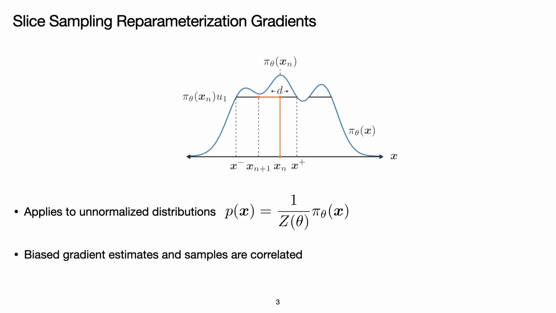Here we present slice sampling reparameterization gradients. Slice sampling is a Markov chain Monte Carlo algorithm for generating samples from a probability distribution, and importantly, the density of the distribution may be known only up to a normalizing constant. And therefore slice sampling reparameterization gradients apply to both normalized and unnormalized distributions. However, since we're simulating a finite Markov chain, the gradient estimates will be biased, and the samples that are generated from the algorithm are going to also be correlated.